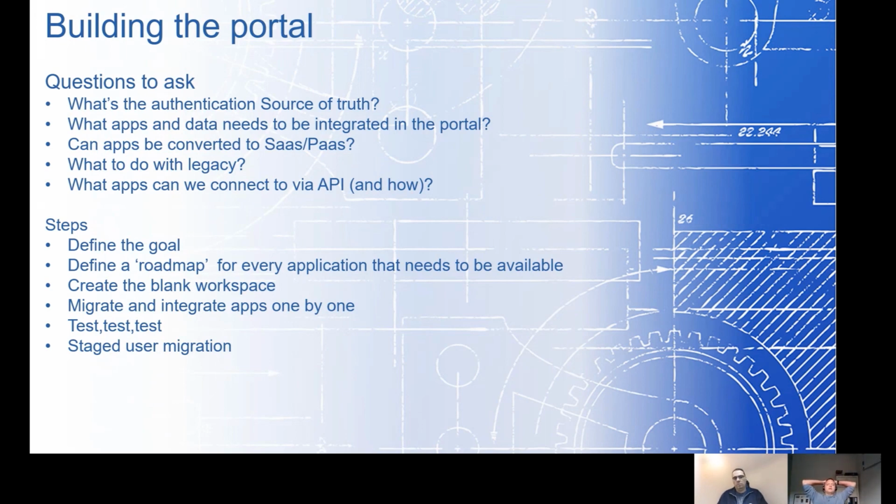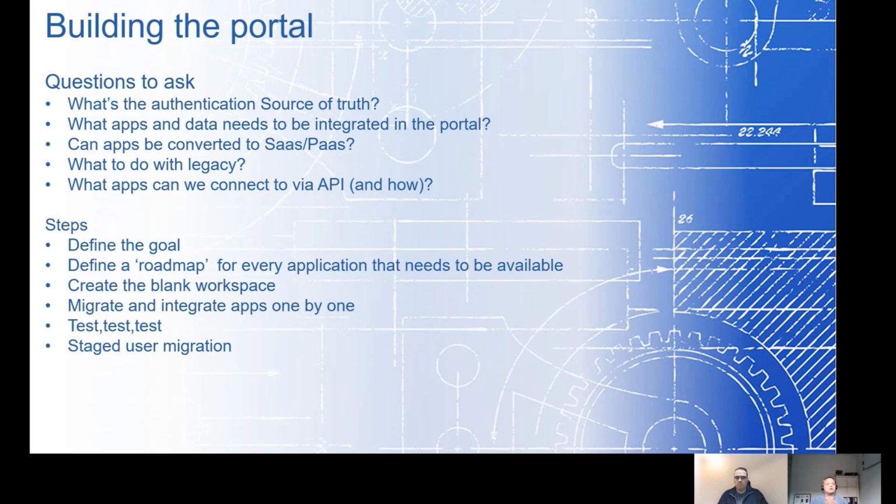And the other question, for example, is what apps can we connect through an API? So you need to look at your application landscape and say, which of these applications has an API, and how can we connect to the application? Once you've got all these applications and you've got these questions answered, there are the steps.